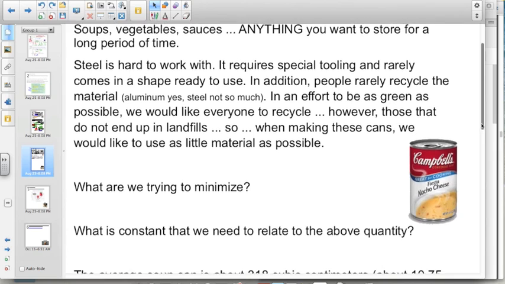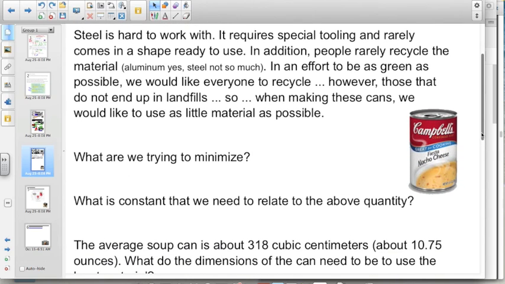So there's a lot of reasons why we would want to minimize the material used here. Some of them are listed there. Obviously, Campbell's Soup wants to minimize material because what does that do for their company? Saves money. Makes them look green. If we're not an average recycler, we certainly want to have something where we're throwing away something that has as minimal material as possible. So we are definitely trying to minimize the amount of material used here.